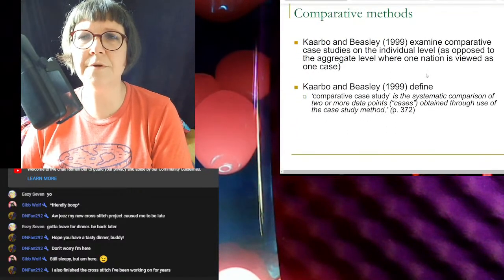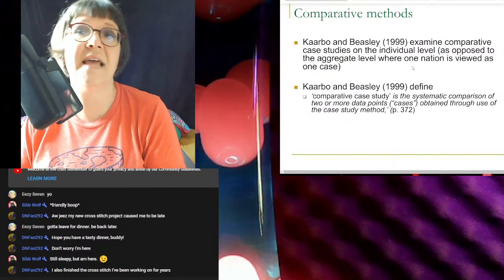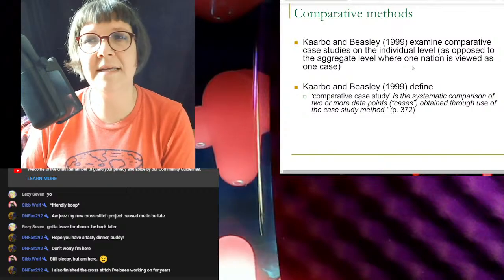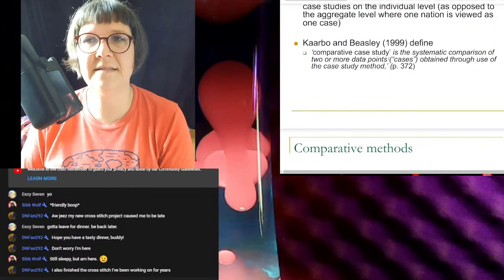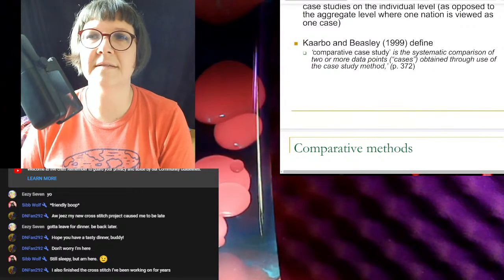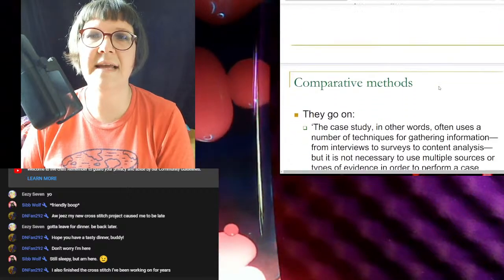All right, Carbo and Beasley examine comparative case studies on the individual level as opposed to the aggregate level, where one nation is used as one case. They talk about a comparative case study as a systematic comparison of 2 or more data points obtained through the use of the case study method.